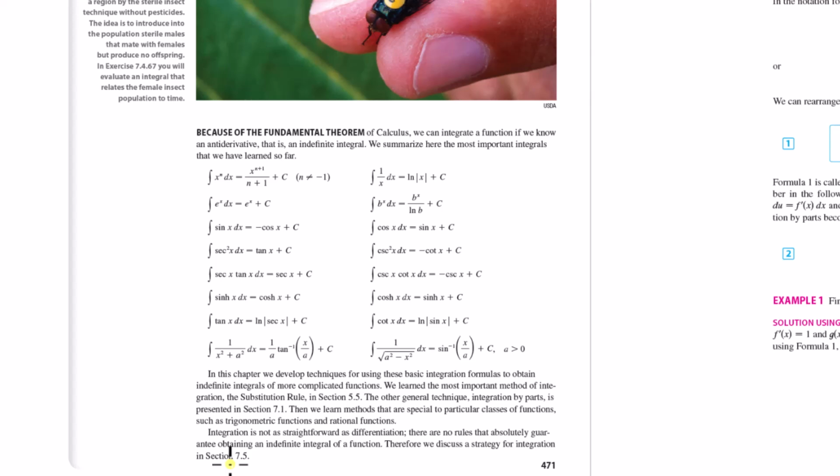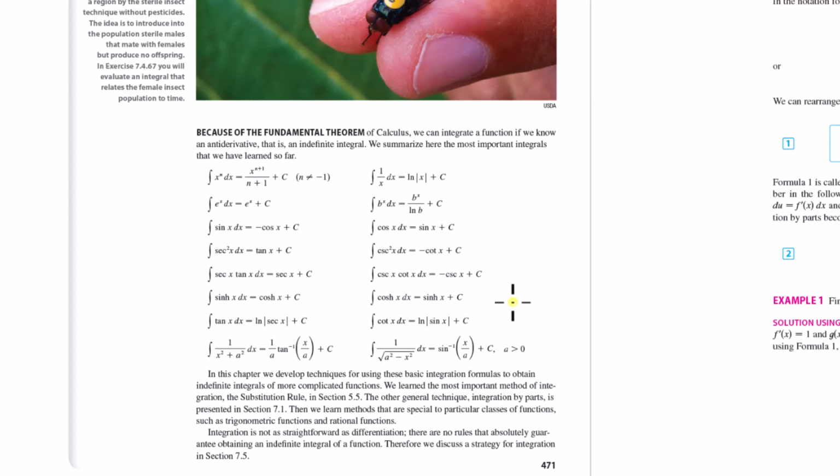It's repetition, practice. But as it says, the most important method of integration is the substitution rule. And then there's the other general technique. If you have a basic form of a function and you can just reference a table or your knowledge of differentiation, by intuition, to get the antiderivative, then that's the first option you'll go to.